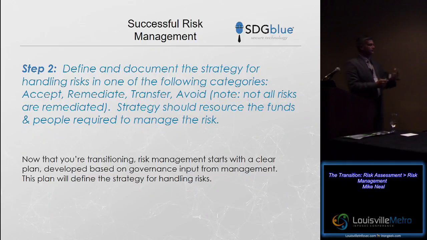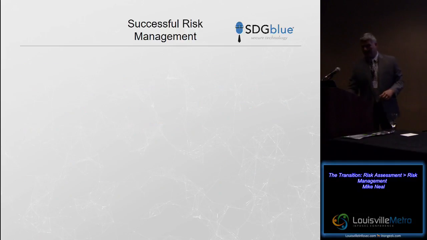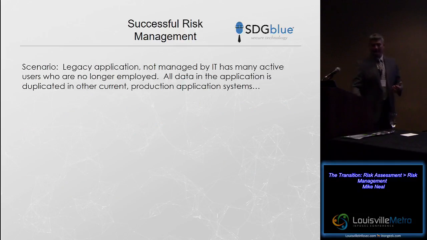So now that you're transitioning, risk management starts with a clear plan developed based on governance input from management, as we talked about before. This is where the risk tolerance plays in. So if I have made that assumption that we made a couple slides ago that says all risks below medium are going to be accepted, I'm going to put that in the accept bucket. And now I have to use these other strategies for the rest of those risks. So we're going to step through a few examples, and I'm going to ask for participation. This group doesn't seem to participate a lot, so I'm going to ask you to participate.